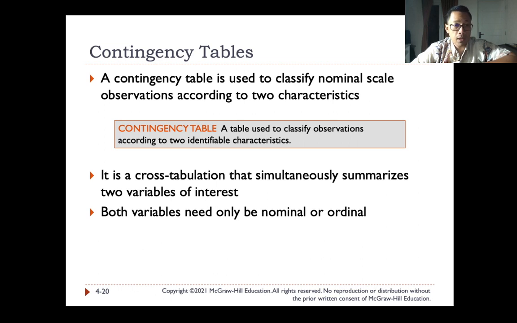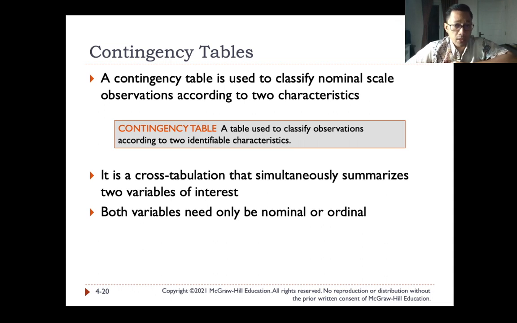For example, we have the number of students by age group and by gender. You have gender on the rows and age group on the columns, for example. It's usually referred to as a cross tabulation that summarizes the two variables. Now, the variables that we can use are nominal or categorical variables, or ordinal variables, so variables with ranking.